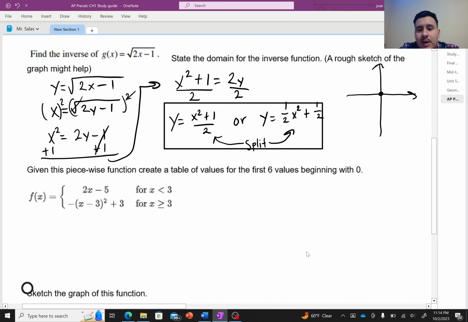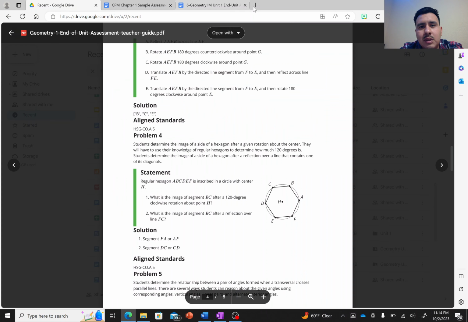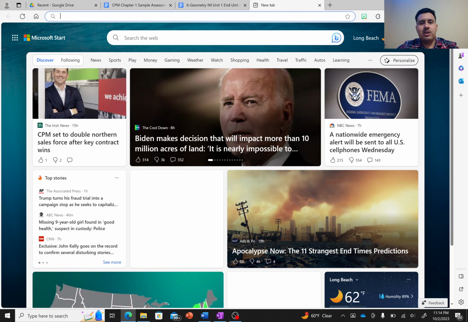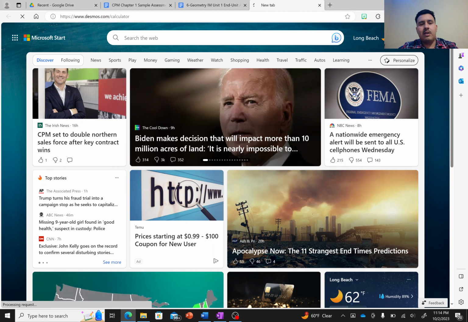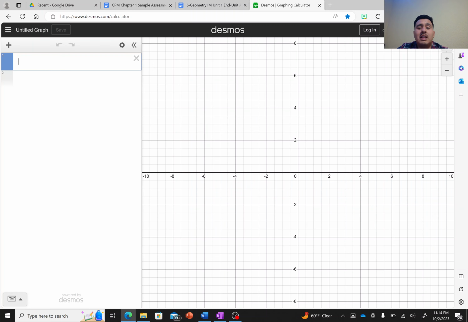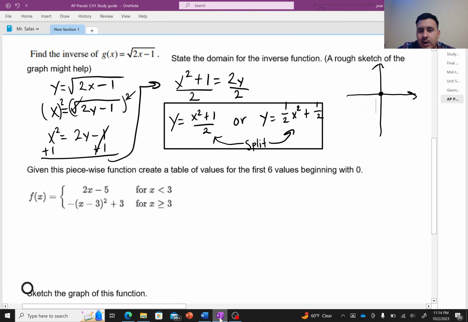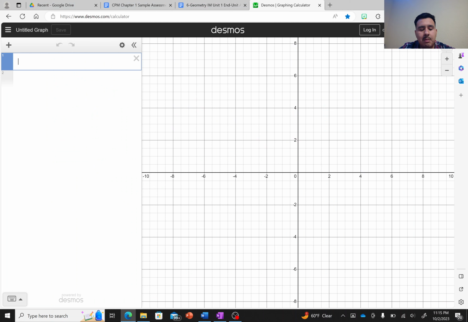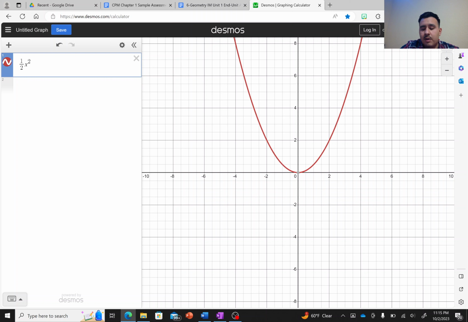So now, if I want to type it on Desmos, I'll just go to Desmos. The Desmos graphing calculator. There we go. I'm going to type that in so you can see where my graph is going to start. Since it's a plus 1/2, it's going to be moved over slightly to the left by half. So let's type it in: 1/2 x squared plus 1/2.